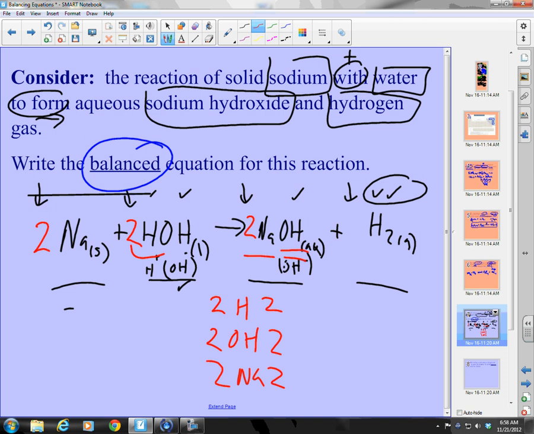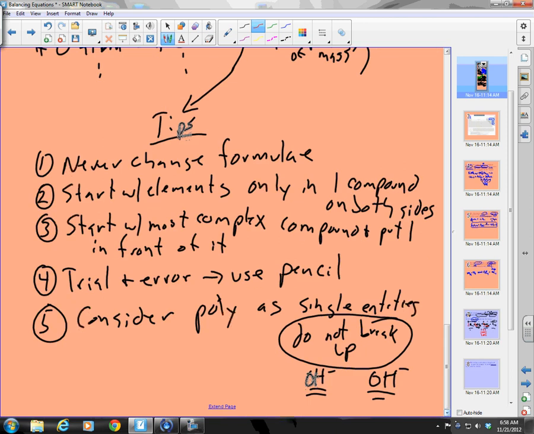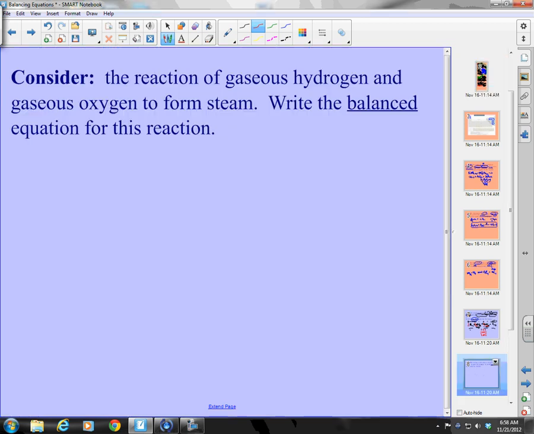Yikes! Which brings us to one other tip, right? One other tip is, what did you notice that I did? Check. Make sure you check the number of atoms on each side and make sure that you have indeed a balanced equation. Here you go. You try this one.